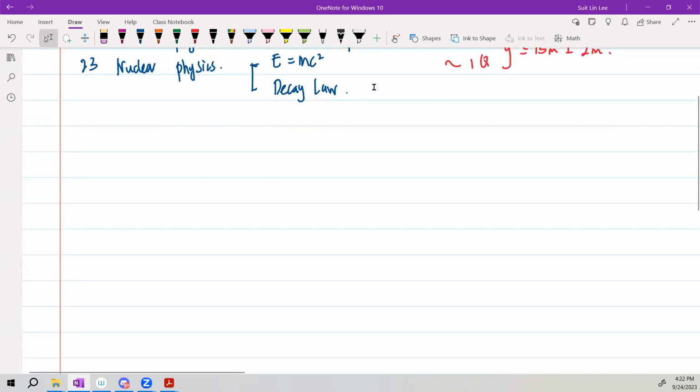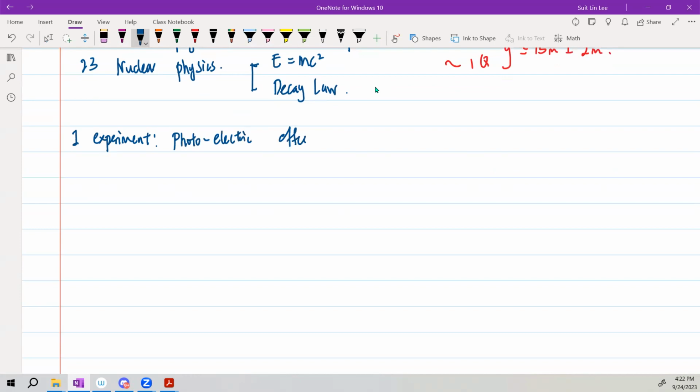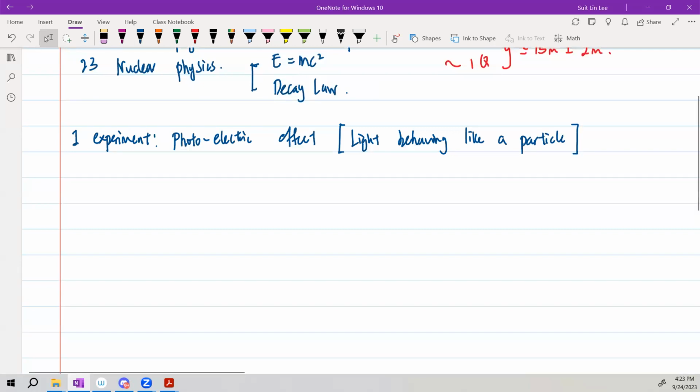Right, so let's start with quantum physics first. Okay, so for quantum physics, the first experiment is the experiment that involves the photoelectric effect. So the photoelectric effect is basically saying that light is behaving like a particle. So it has a very particulate nature to begin with.